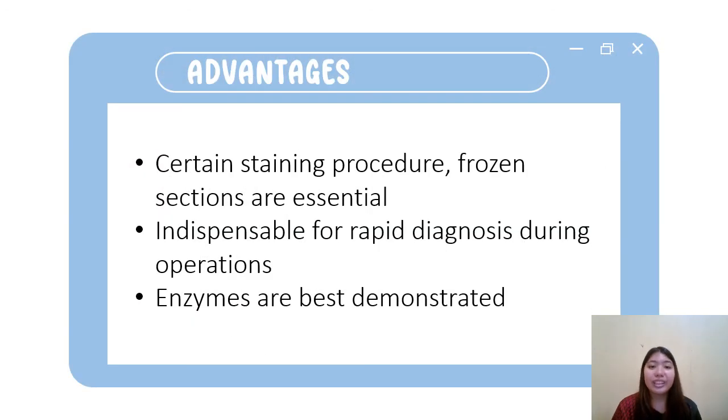The advantages of frozen and cryostat sections. First, for certain staining procedures like the demonstration of fat with the oil red O method, and for certain superimpregnation methods as well as certain methods in the central nervous system, frozen sections are essential. Second, it is indispensable for rapid diagnosis during operations. And lastly, enzymes are best demonstrated in frozen or cryostat sections.